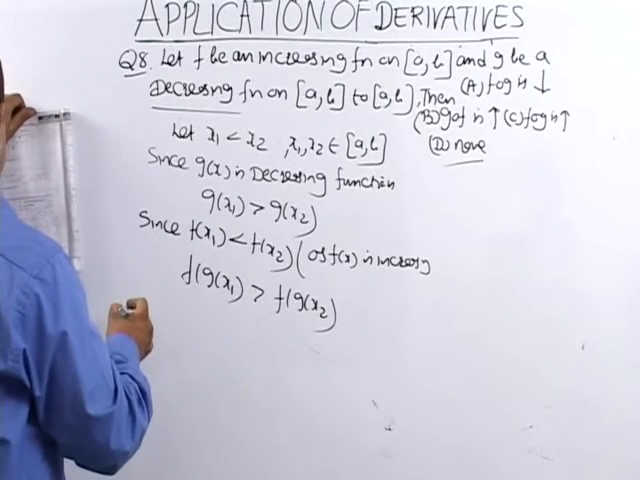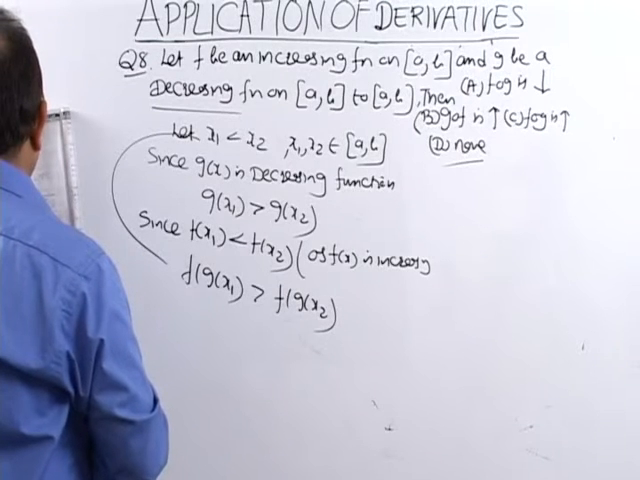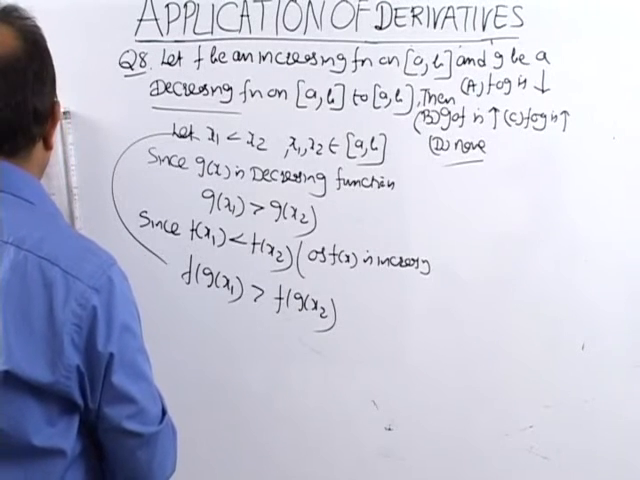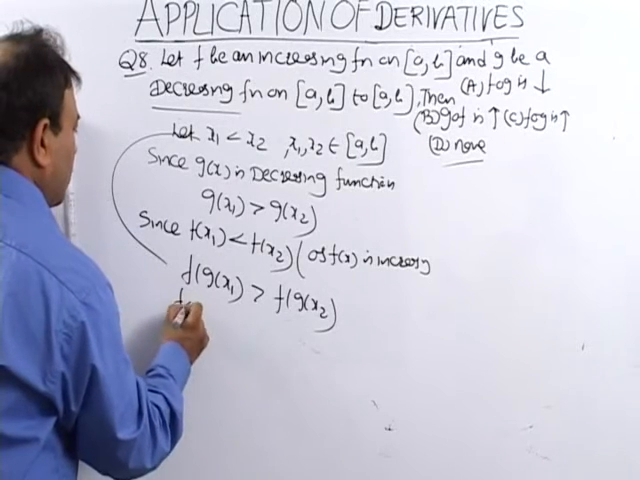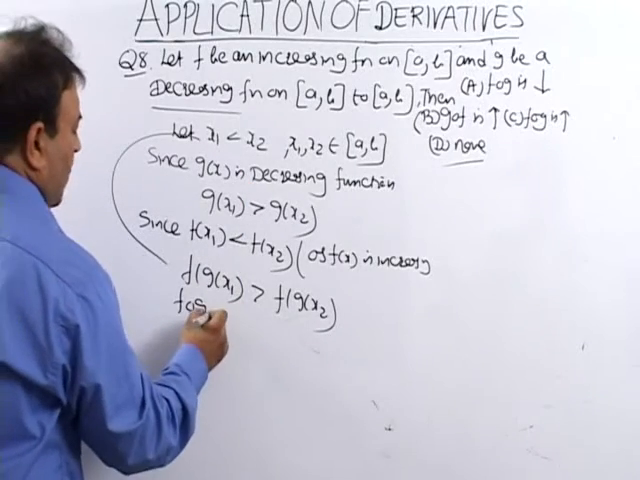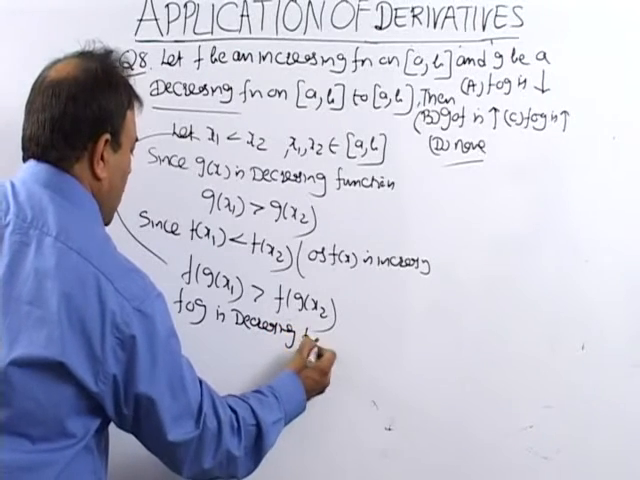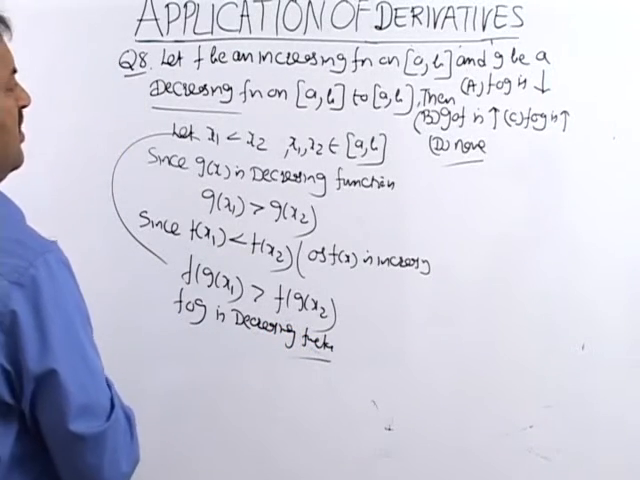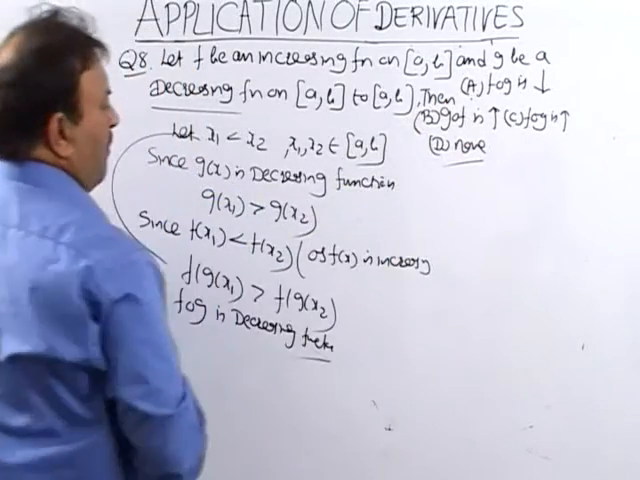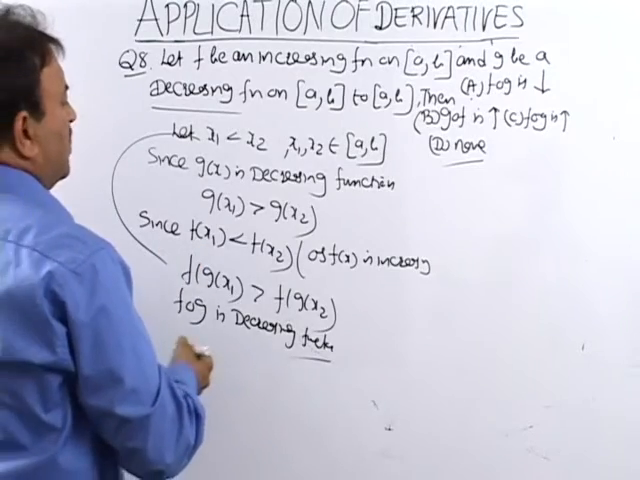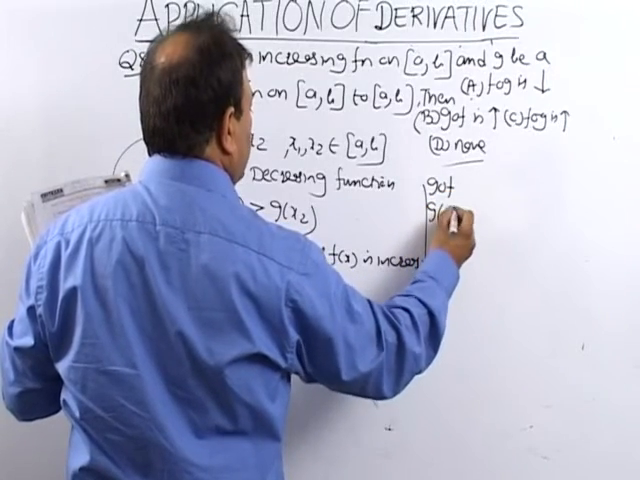What does this mean? I can say x1 is less than x2 and FOG is what? The sign of FOG changed, so FOG is a decreasing function. FOG is a decreasing function. Now the right option comes out to be A, but we have also been given GOF. What is GOF? GOF is equal to G of fx.